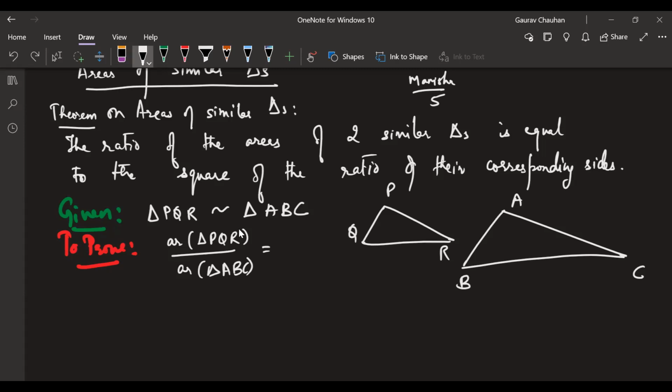Now in this particular theorem they're saying, okay, you have two similar triangles, this you have, but when we take the ratio of their areas, it will become PQ by AB the whole square. Why am I writing this? Square of the ratio of corresponding sides. Are we good? How are you feeling about this, guys? Give me a thumbs up if this is clear. How we wrote given and to prove.